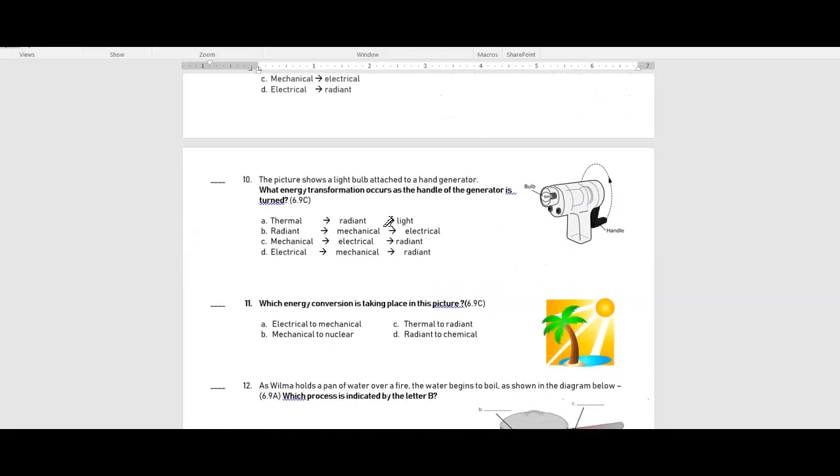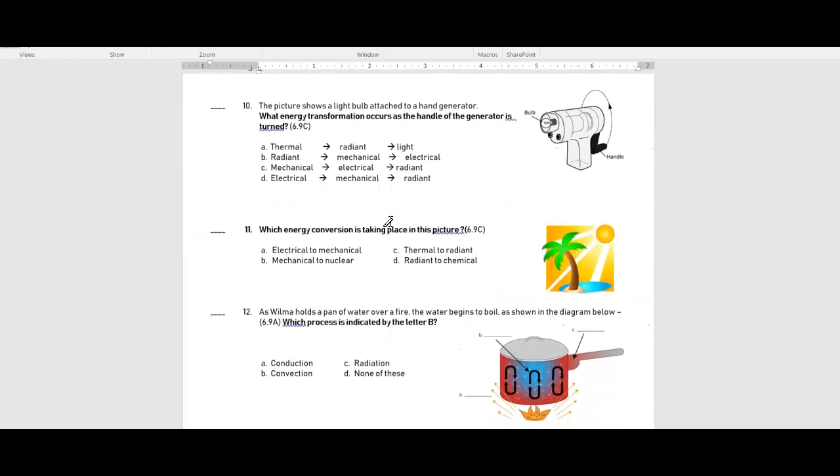Okay, number 10. The picture shows a light bulb attached to a hand generator. What energy transformation occurs as the handle of the generator is turned? So turning the handle to turn the light. So what I would do is I would write it down. I write handle, and then the generator, and then the bulb. So what is that energy transformation?